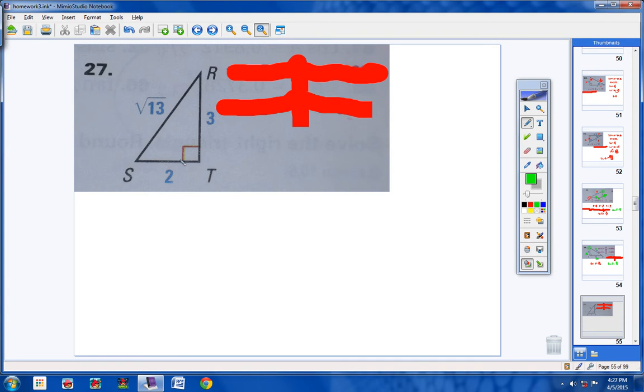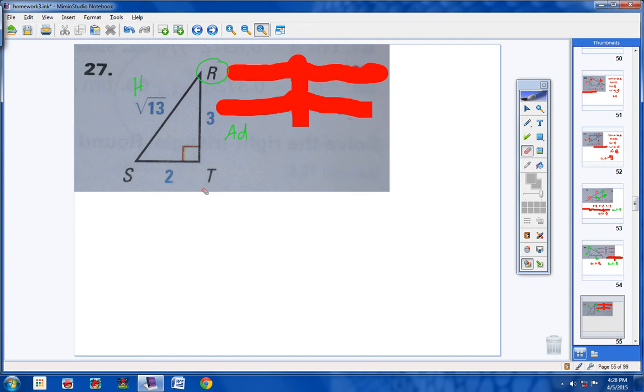Okay, here we go. Let's start off with trying to find the tangent of R. If I asked you to find the tangent of R, you would circle R, go straight across. This is your opposite side. Here's your 90, go straight across. This is your hypotenuse side. And the last side is your adjacent side. So tangent of R would equal opposite over adjacent, 2/3.